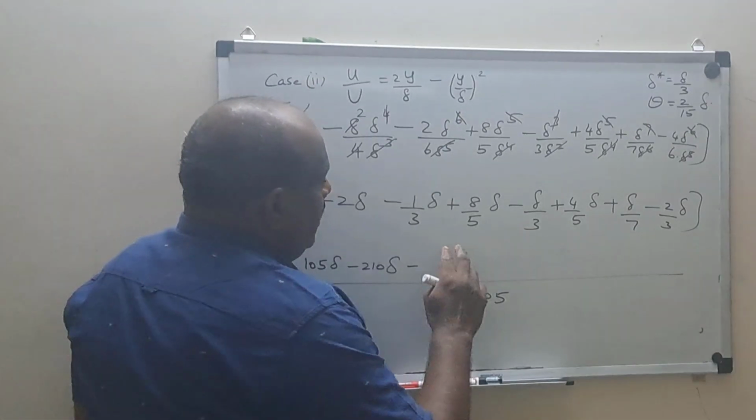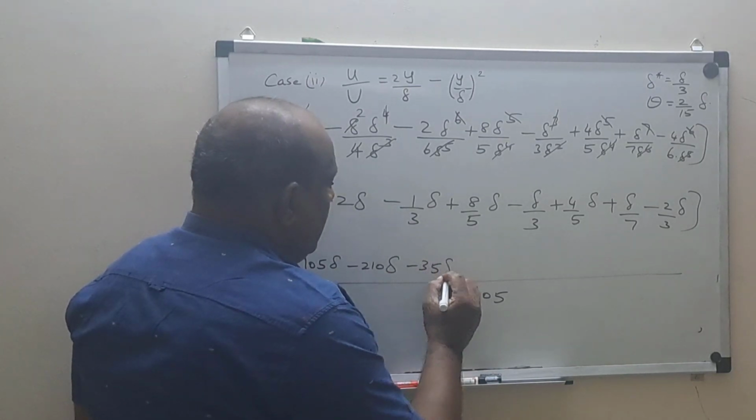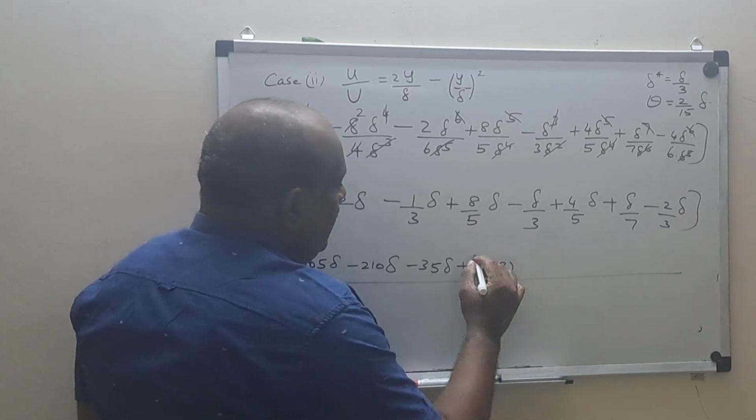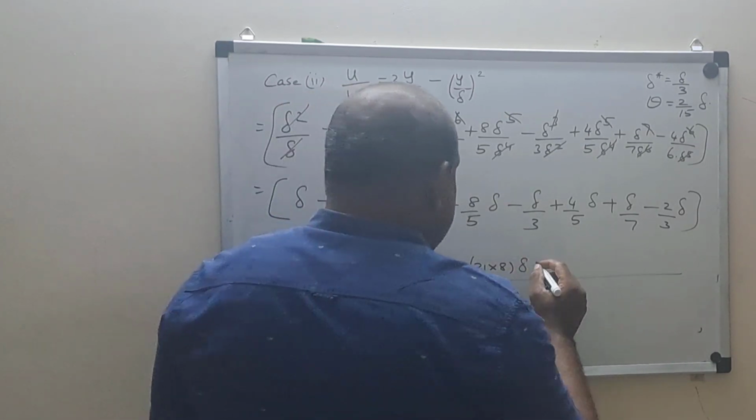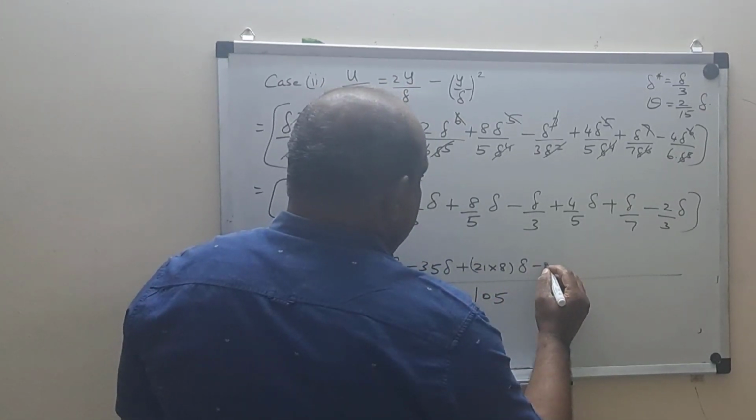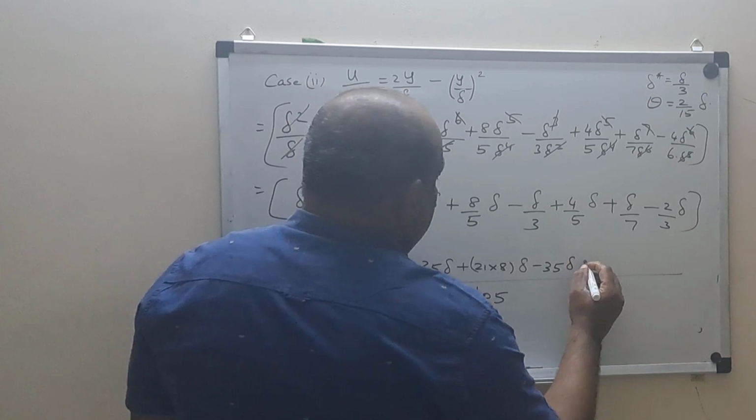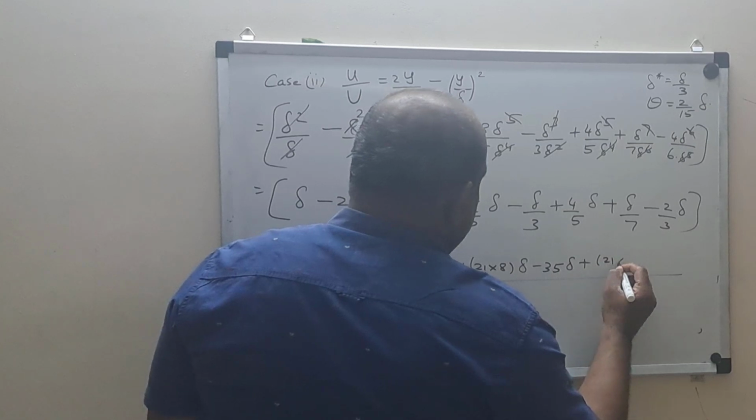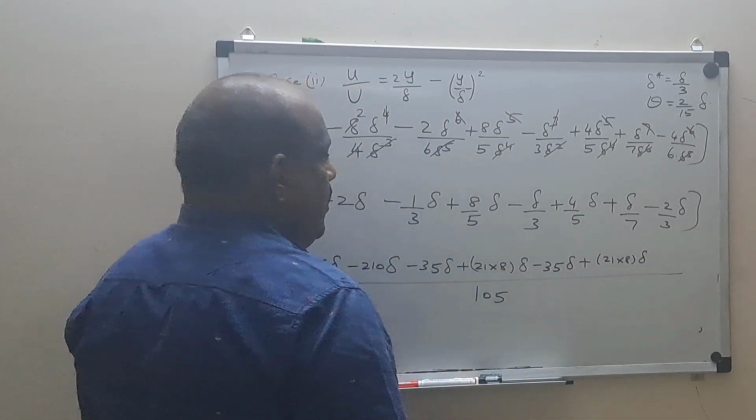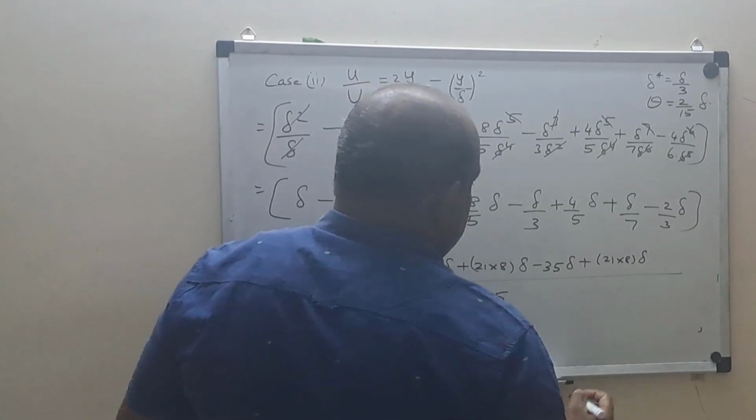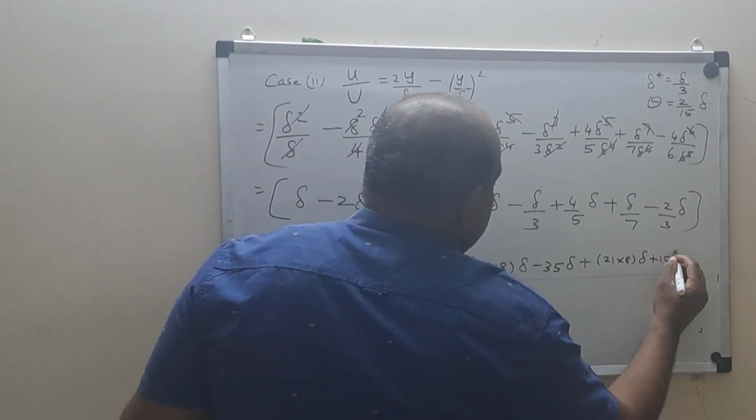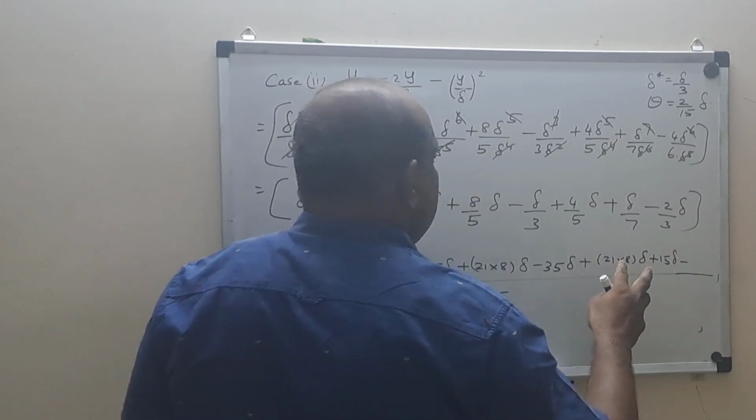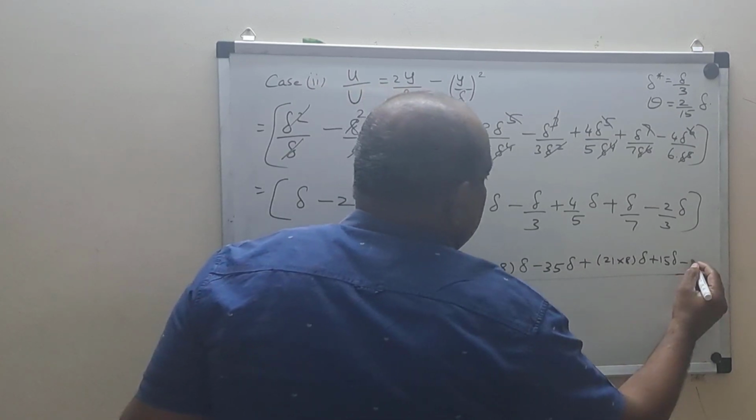minus 35 delta plus 21 into 8 delta, minus 35 delta plus 3 into 7, 21 into 8 delta, yes, plus 15 delta minus 5 into 7, 35, 35 into 2, 70 delta.